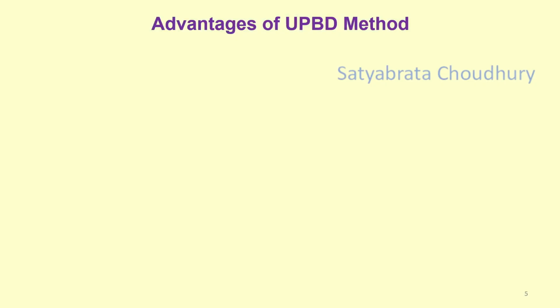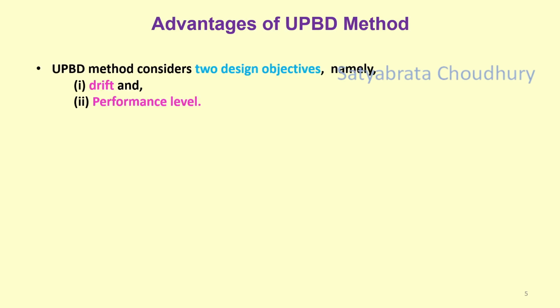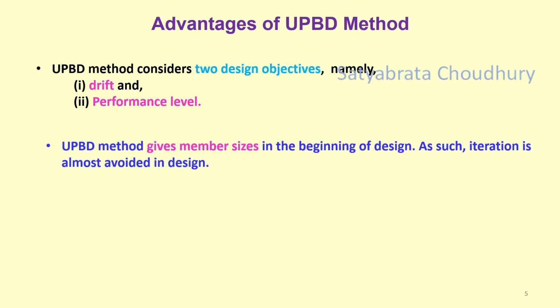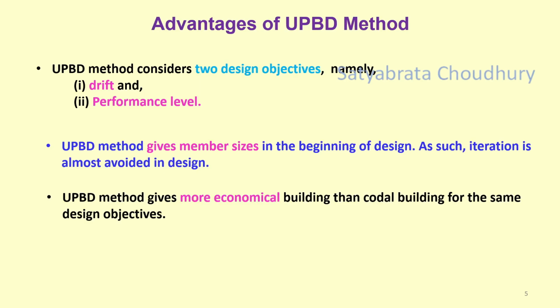So let us see the advantages of the UPBD method, the unified performance based design method. It can accommodate two design objectives, namely drift and performance level. Since it unified the two parameters, drift and performance level, that's why the name was given as unified performance based design. Another advantage is that it can give the member sizes in the beginning of the design, and as such you don't require iterations. Almost no iterations are required to achieve your design objectives. So there is a great advantage in design.